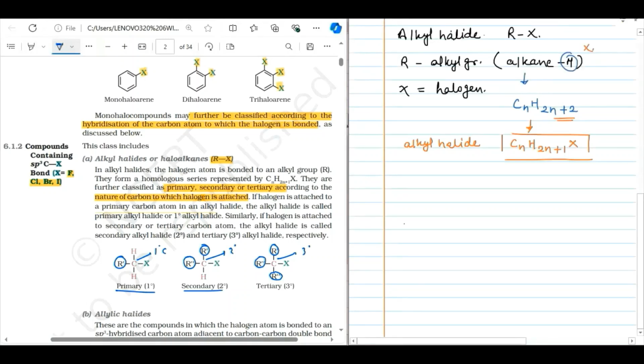Let's try to understand it again. If the carbon is bonded to only one alkyl group and the rest of the sites are bonded to hydrogen, and halogen is bonded to this carbon, so this carbon is bonded to just one alkyl group. That's why the carbon atom is the primary carbon and the alkyl halide is primary alkyl halide.